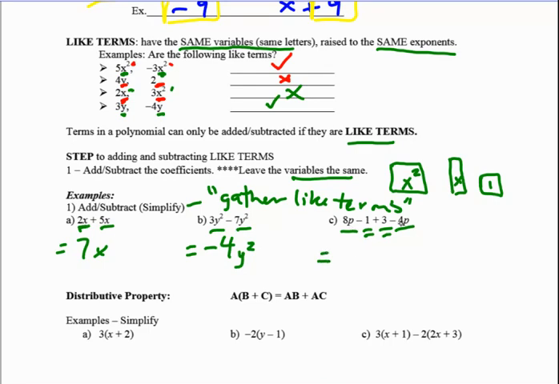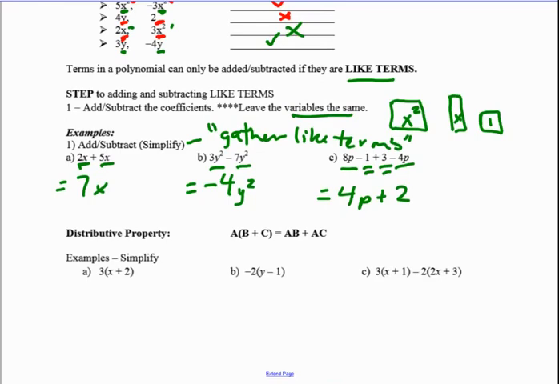Okay, we want to add our p's first. So 8 minus 4 is 4p. And negative 1 plus 3 is a difference of plus 2. Any questions on that? If you have a question in the chat, we can take those up. All good. Well, this makes sense. It should be sort of review.